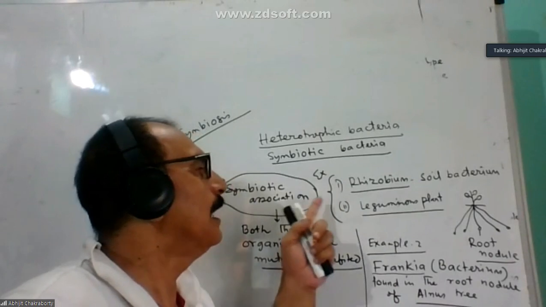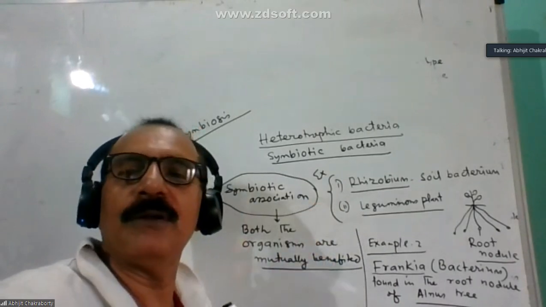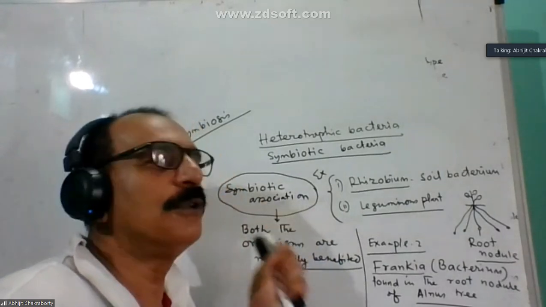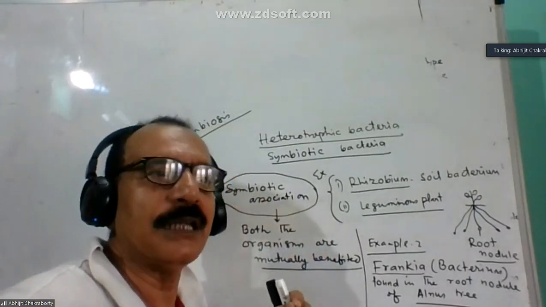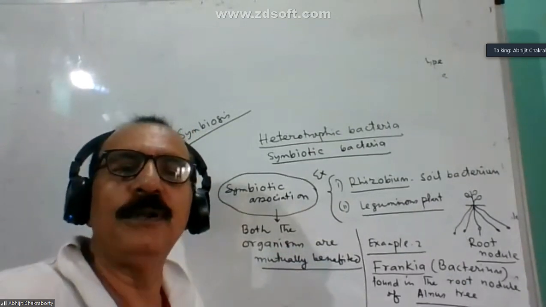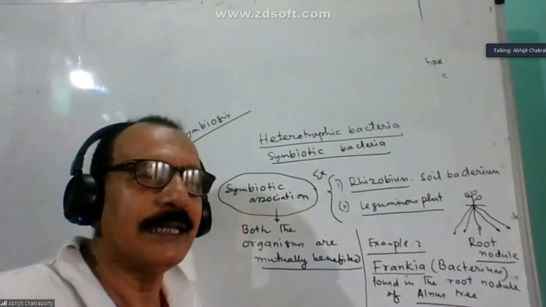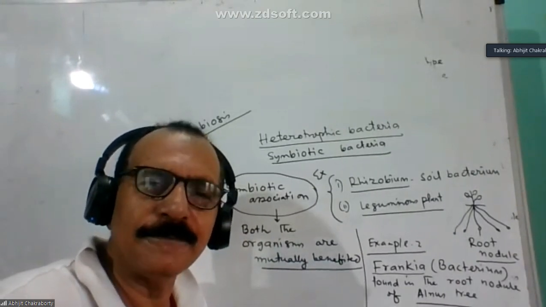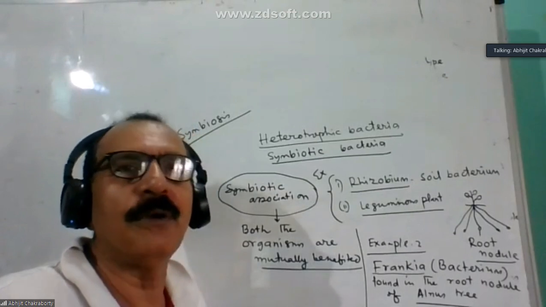So these are the symbiotic associations. You need to remember one thing. Whenever it is a symbiotic association, both of the organisms involved in this association should belong to two different species and they are required to be mutually benefited. Otherwise, you cannot call it symbiotic association.